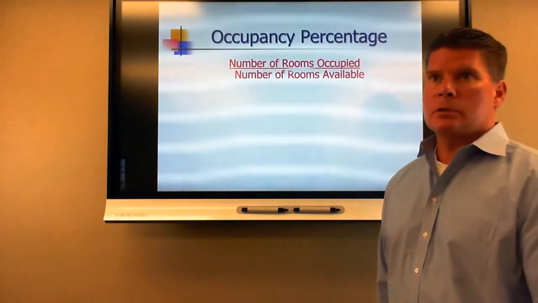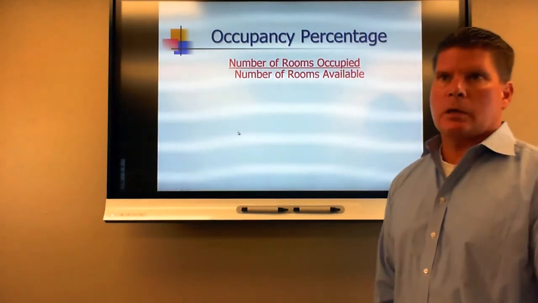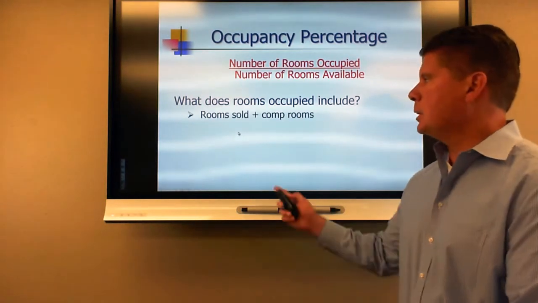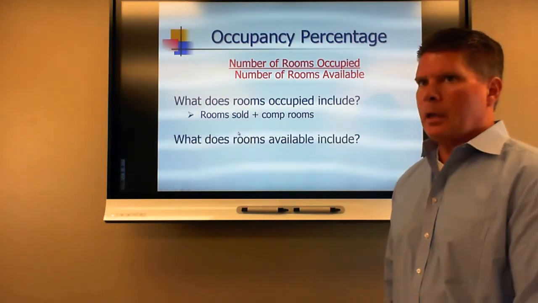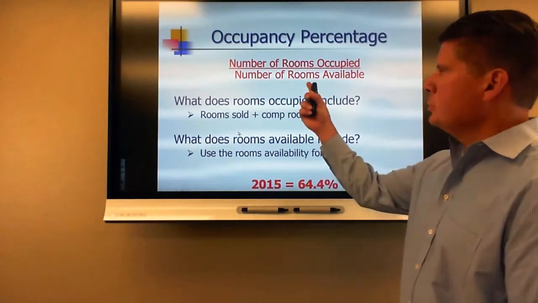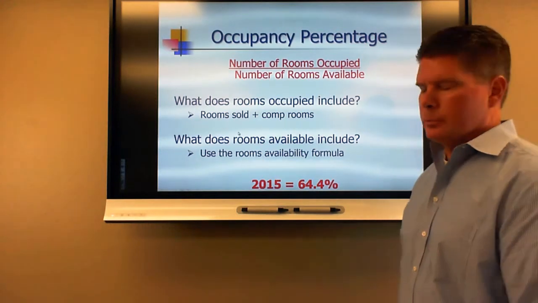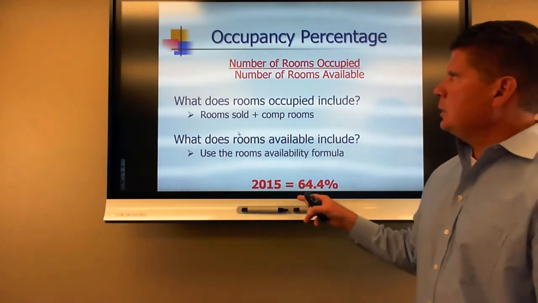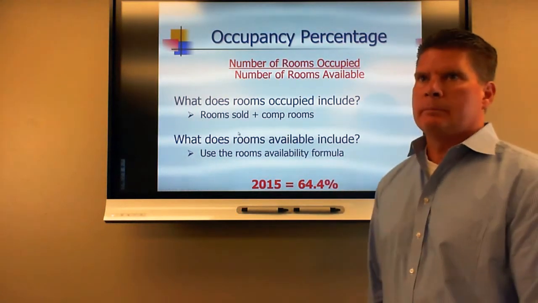So occupancy percentage is pretty simple. It's the number of rooms occupied divided by the number of rooms available in the hotel. Rooms occupied includes all rooms plus comp rooms, any rooms that you had that were complimentary. And for rooms available, you use the rooms availability formula to determine how many rooms you have in the hotel. Generally speaking, if you had a 100-room hotel, you multiply it times 365 days and get 36,500. In 2015, the average occupancy percentage in the United States was 64.4%.